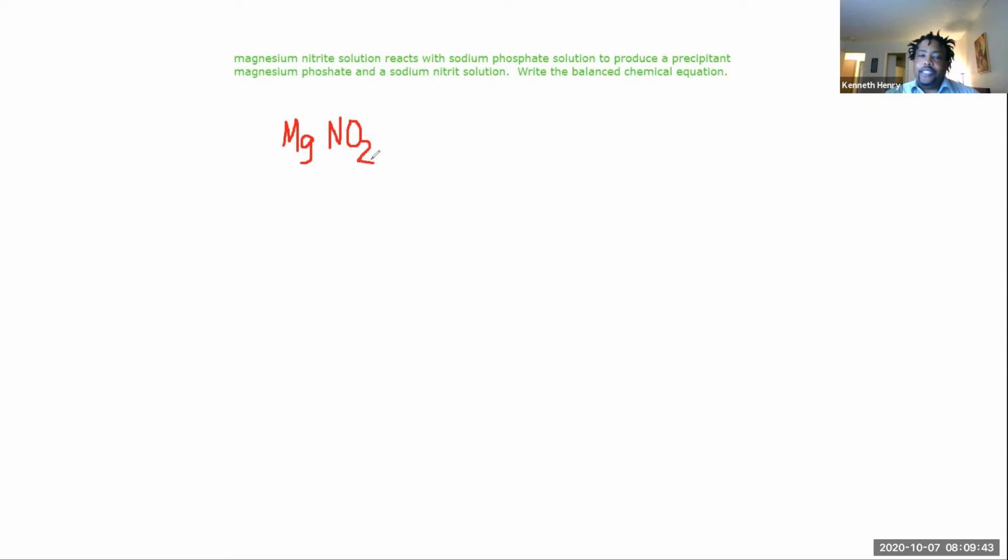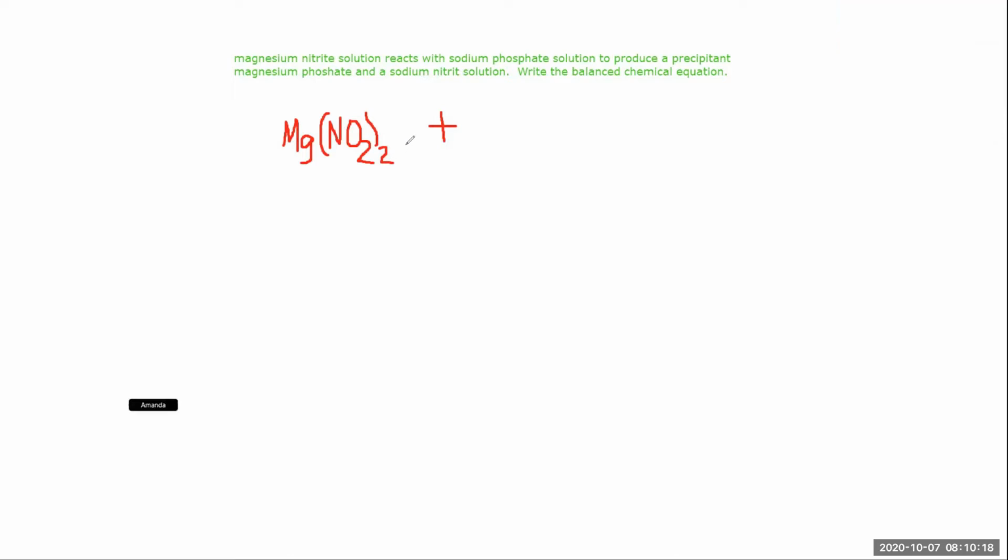Mg, NO2, and that's it? No. What else do I need to do? Then you put a plus, react with sodium phosphate. There's two nitrates. Oh, okay. Nitrate has a -1 charge and magnesium is +2. Okay, so there's two nitrates. Are we done with this one? Is there something else I need to add? Oh, you got to put the AQ because it's in solution.